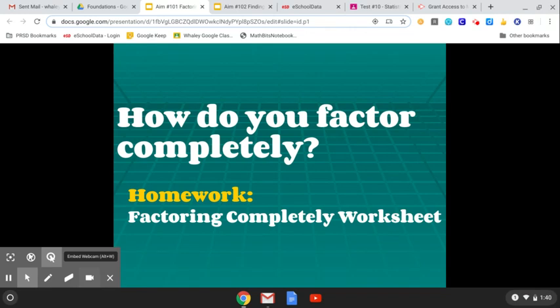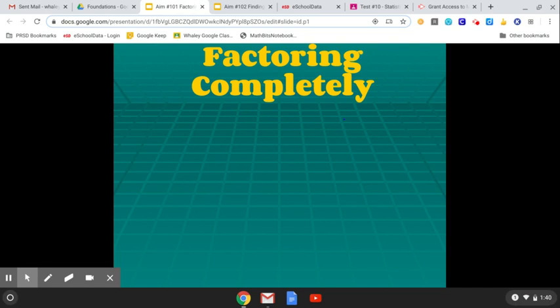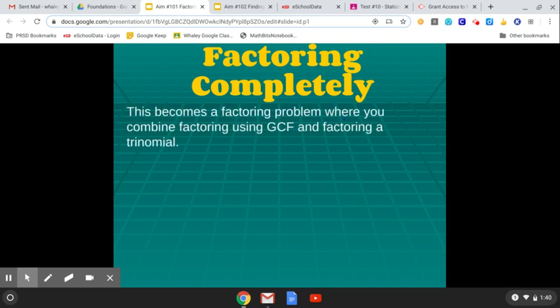Well, today, when it says, how do you factor completely? Well, I get that title from the directions that will be on your problems. And all that simply means is that we're going to have to factor more than once. So, what do I mean by that? Well, let's take a look at exactly what I mean. It's a little bit easier when you see an example.